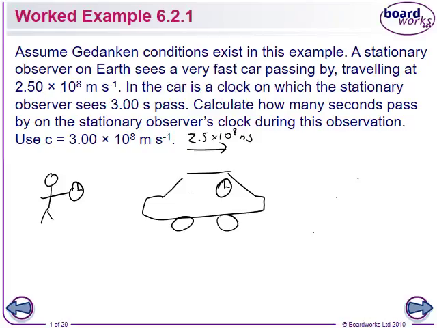And in the car is another clock. So that's what we're saying here. The car has a clock, the observer has a clock. Okay, and this clock ticks over 3 seconds. So we want to know the time our observer sees.